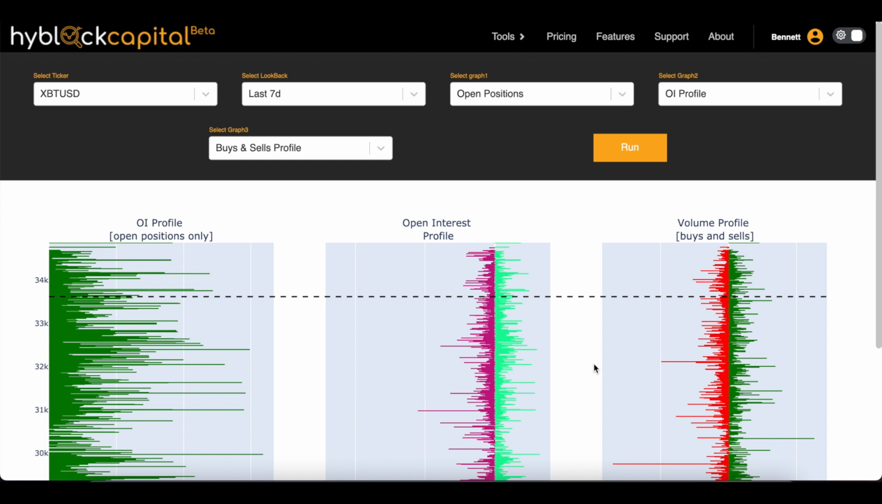Today's video is going to be just on one tool that's not too hard to conceptualize from High Block Capital. This tool can show us where trap traders are, and also can show us where liquidity pools have been hunted. So without further ado, let's get in.